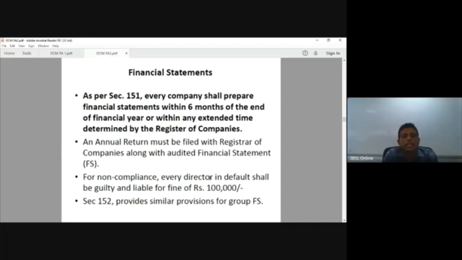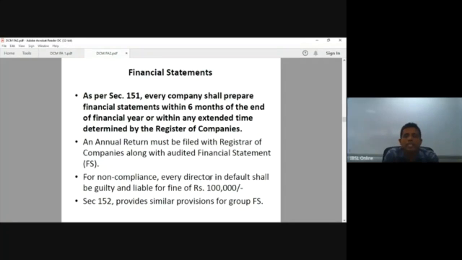Then section 159, every company shall prepare financial statements within 6 months of the end of the financial year or within any extended time determined by the registrar of companies. This is also very important. When you are giving financial facilities to a company, make sure that your company has audited financial statements after the expiry of 6 months if it is a limited liability company. Now, that auditing has to be done by a qualified chartered accountant, right?